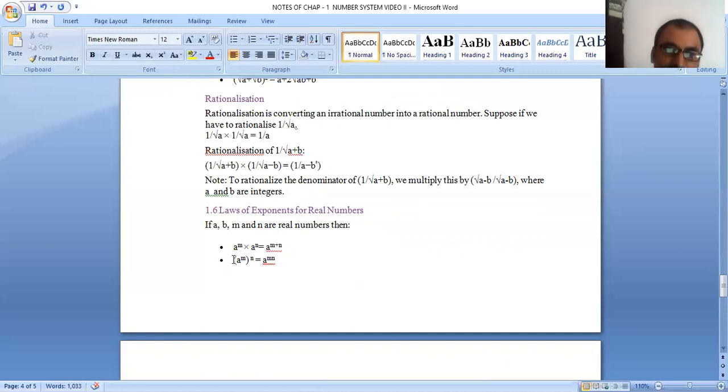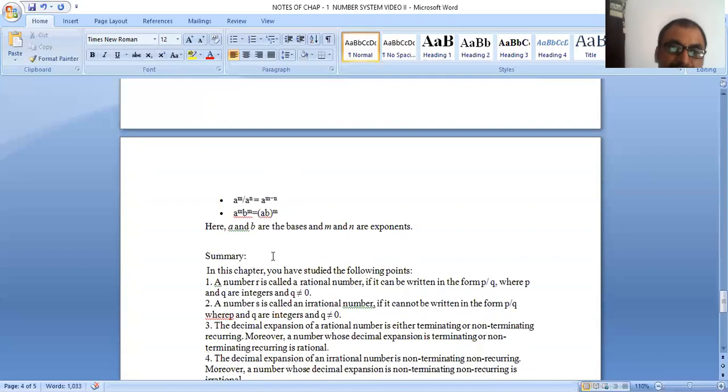So we can write a to the power m plus n. Second is a to the power m to the power n. There are two powers of a single base, two exponents of a single base. So we have the product of exponents. So we can write a to the power m to the power n is equal to a to the power m into n.